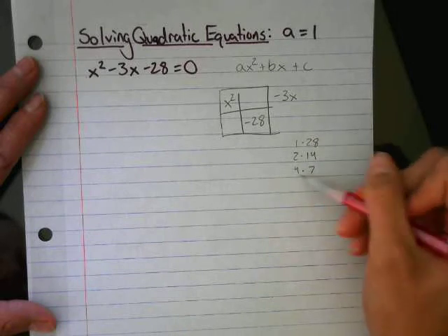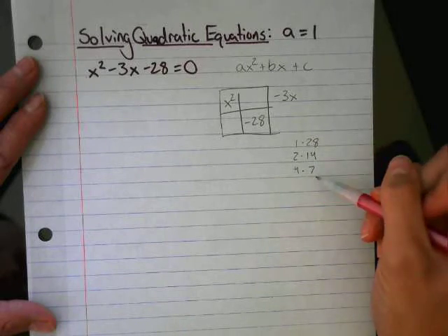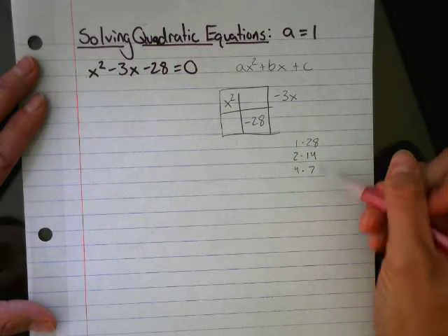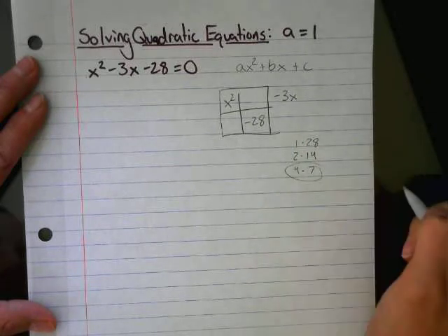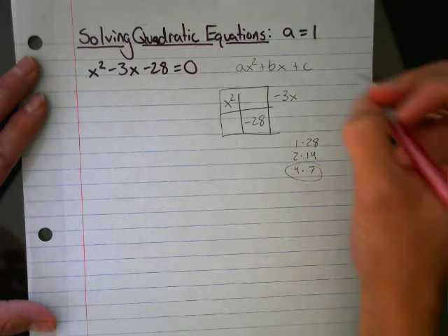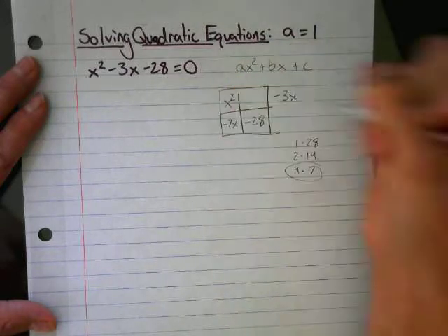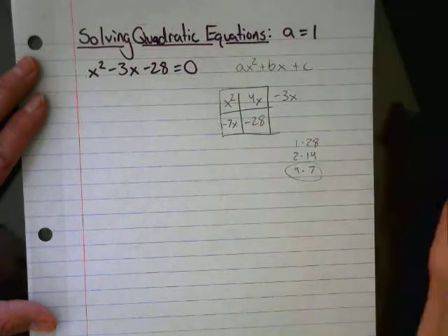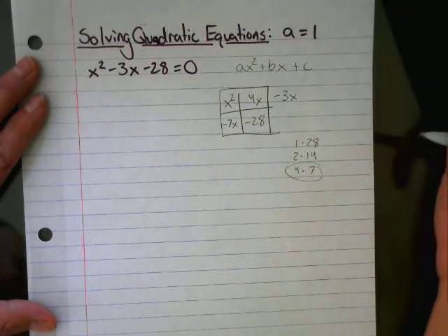If I think about those factor pairs, if I use 4 and 7, I can get to negative 3 if I have a negative 7x and a 4x. Now it doesn't matter which box I put in this in, you can put it in whichever one you'd like.